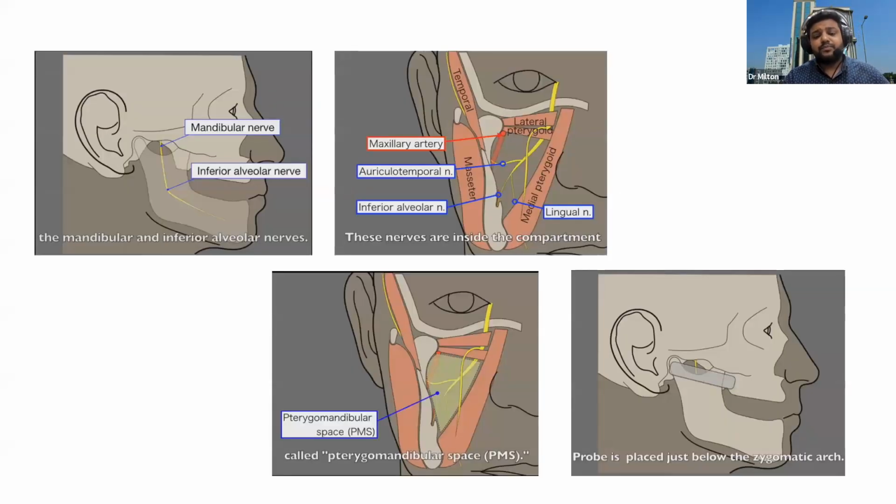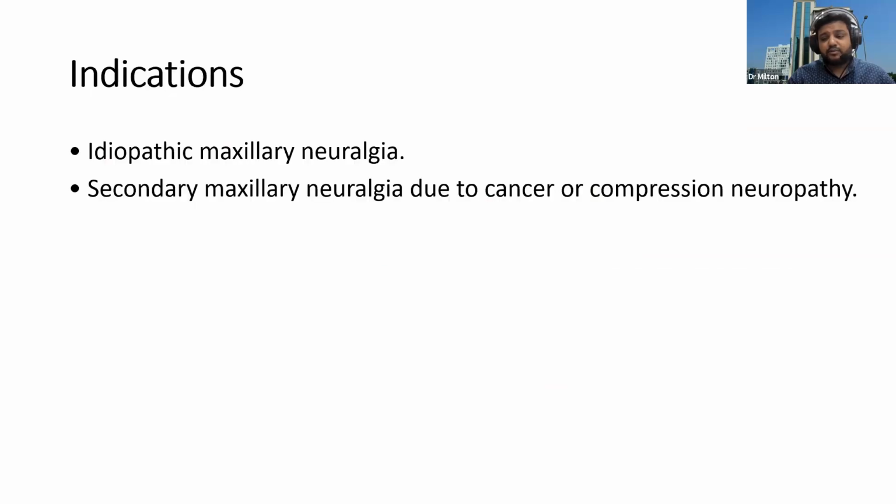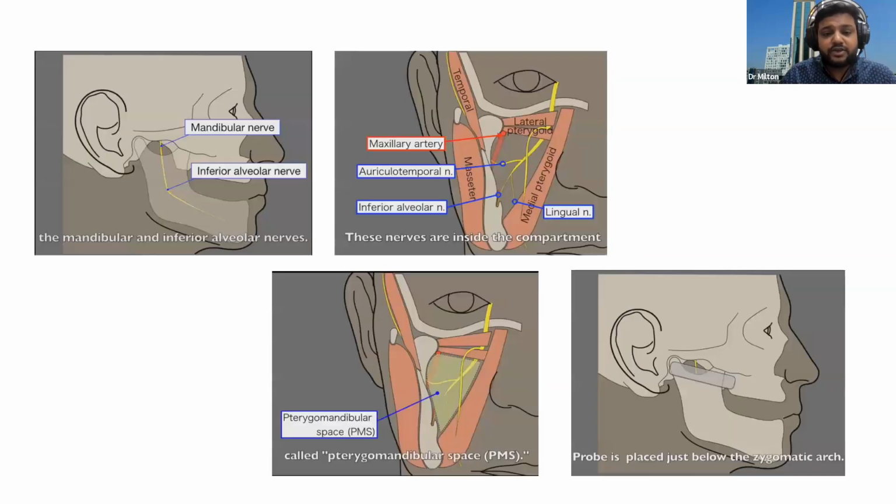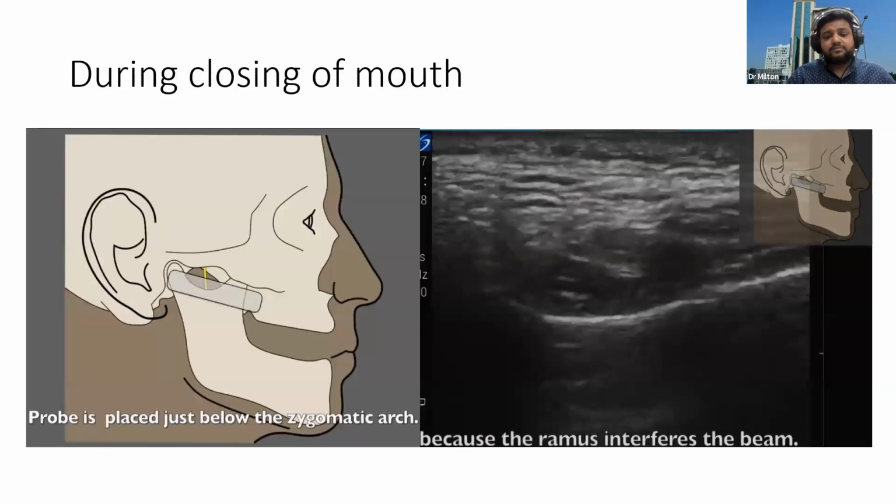So here we can see the maxillary artery, and this is the mandibular branch, and the ultrasonography picture is just showing the opposite. So this is the maxilla. The maxilla lies anteriorly, and the mandible, when you are giving these injections, is the posterior part.